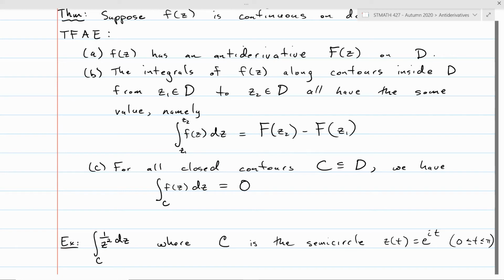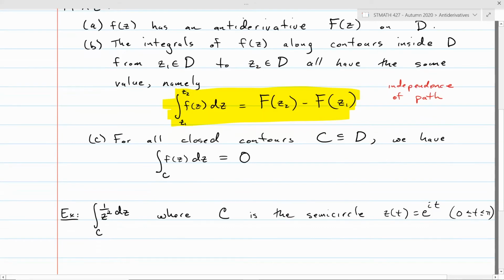In particular, you see that the value of the integral is just the antiderivative evaluated at z2 minus the antiderivative evaluated at z1. So it looks like a fundamental theorem of calculus. So what this is saying is that contour integrals inside of D are independent of the particular path that you choose. All that matters are the endpoints. So a function having an antiderivative means the same thing as having independence of path in terms of evaluating contour integrals inside that domain.